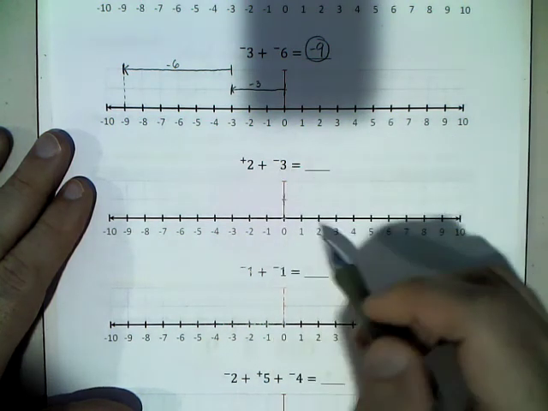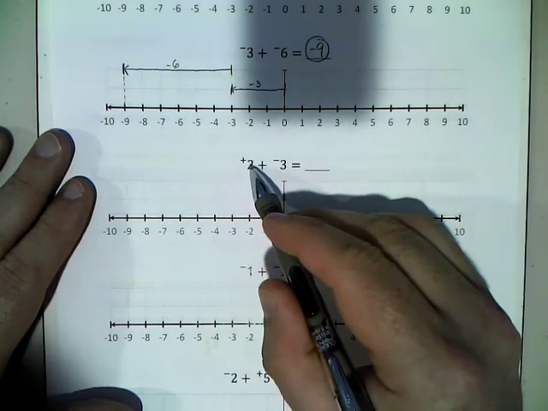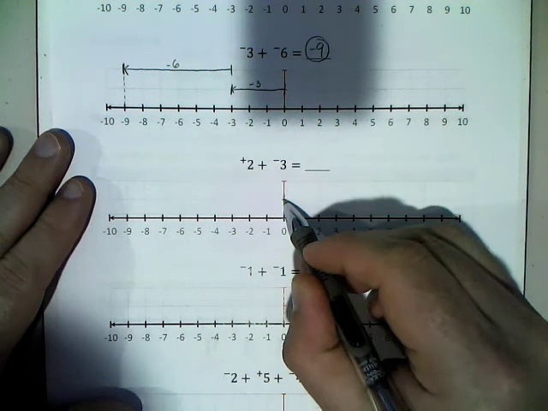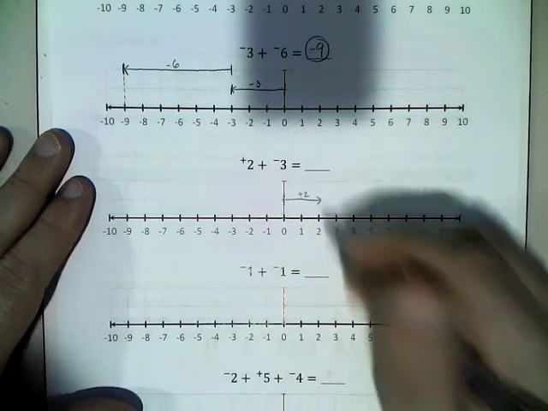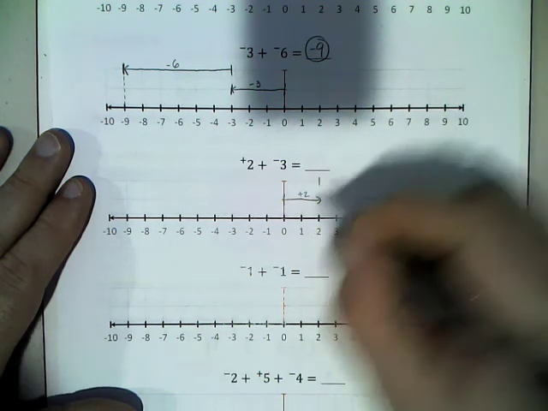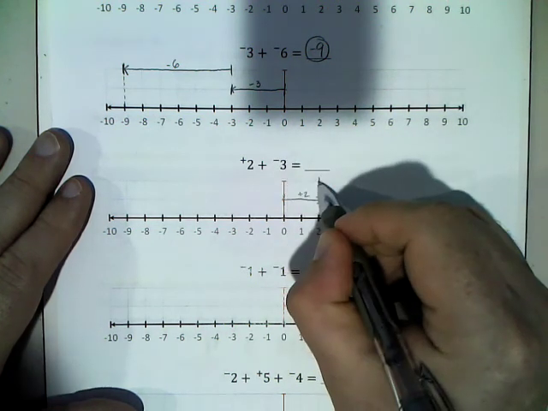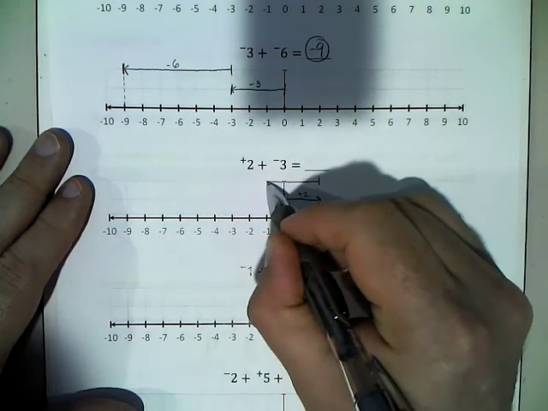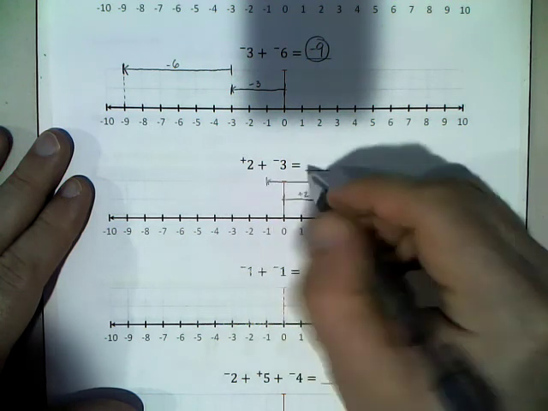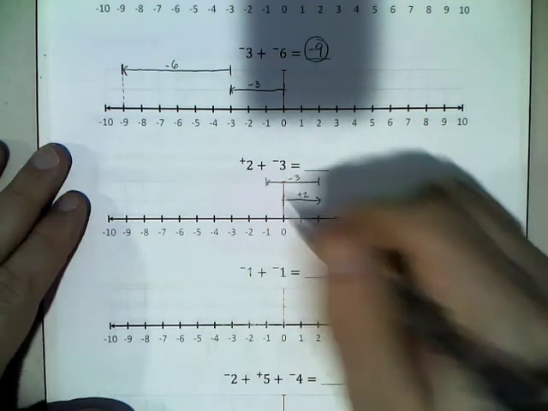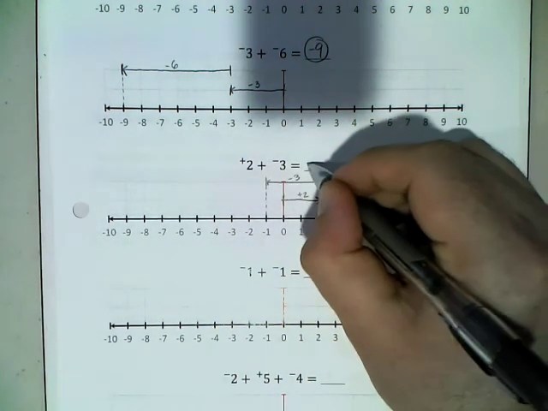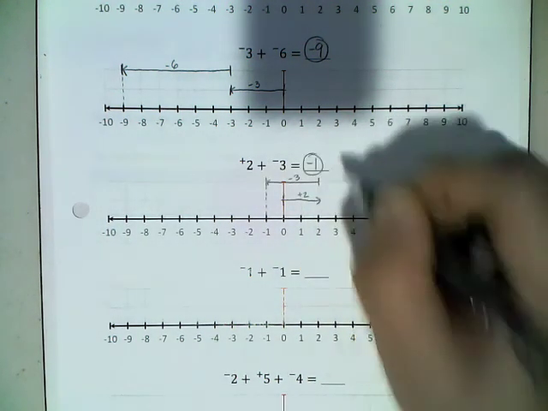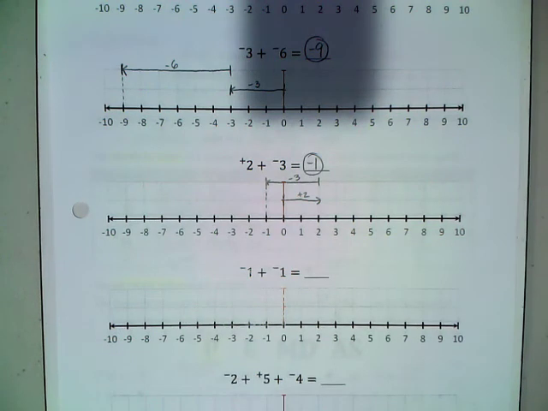Next problem. Positive 2 plus -3. So positive 2 tells me to go 2, but go to the right. Positive tells us to go to the right. So there's my positive 2. Up here, my -3 tells me to go 1, 2, 3 to the left. Dash line down. A positive 2 plus a -3 is a -1.